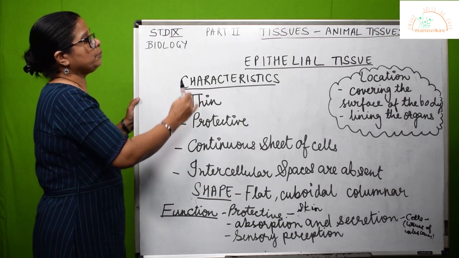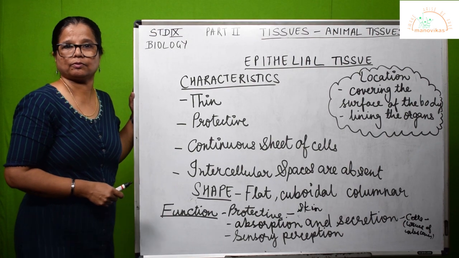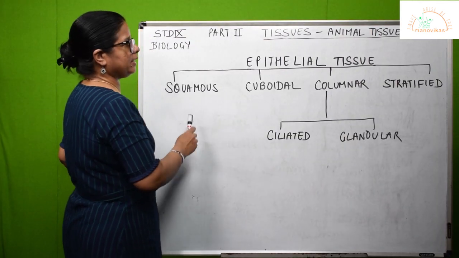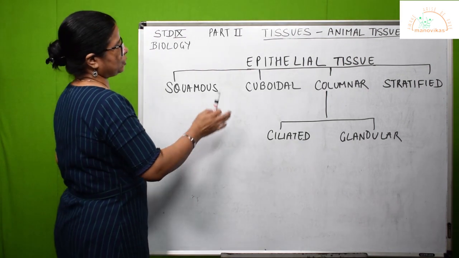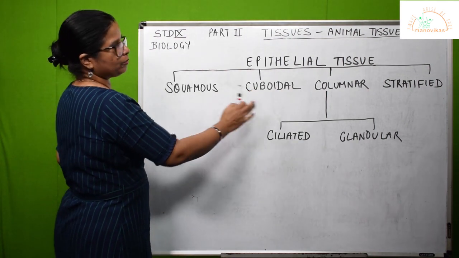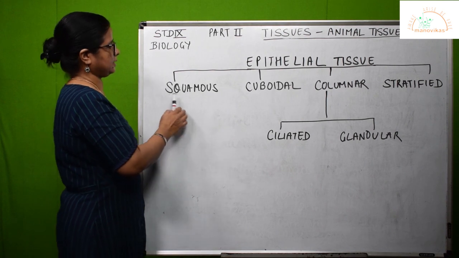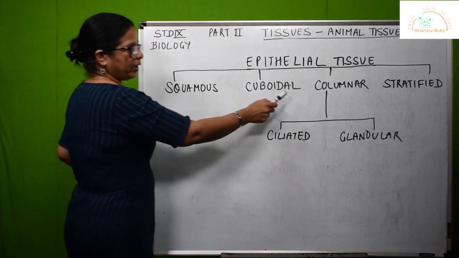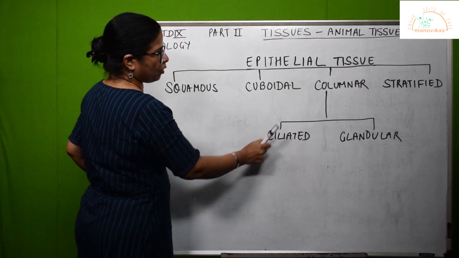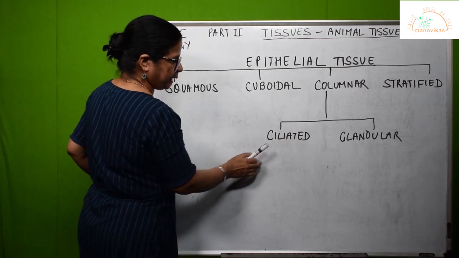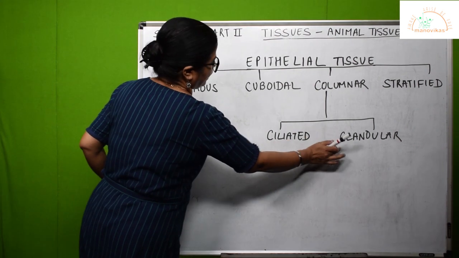Now we will deal with various kinds of epithelial tissue. Now let us classify the epithelial tissue. Let us see the main types. So we have classified it here into 4 main types, and that is squamous, cuboidal, columnar and stratified. Further, the columnar can be classified again into 2 types, ciliated and glandular.